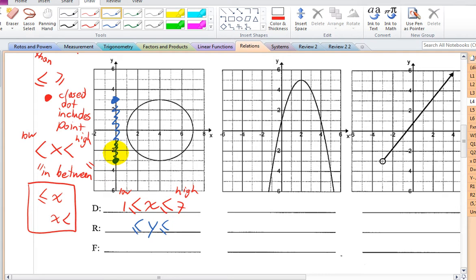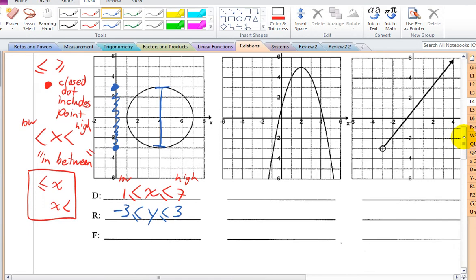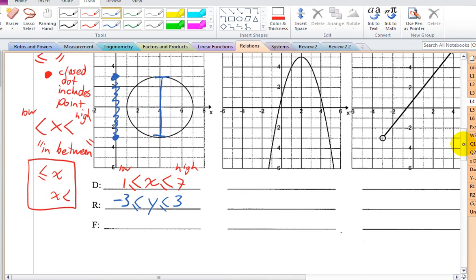So what are all the possible values for y from the top all the way down? The low value is -3, and the high value is +3. Is that a function? No, because it fails the vertical line test.